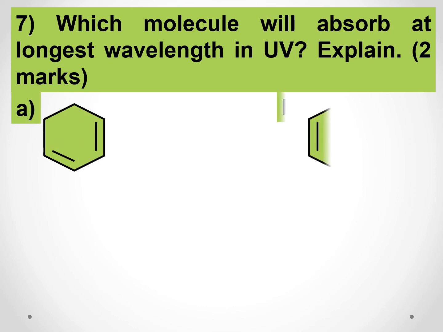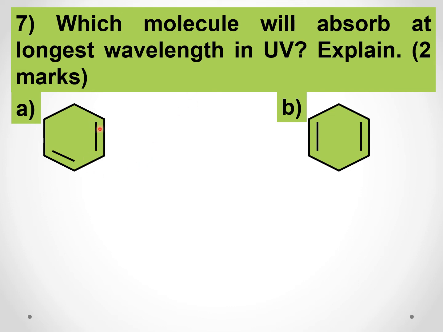Now another question: which molecule will absorb at the longest wavelength in UV? Explain. You are given two molecules, A and B. You have to find out which one will absorb longer wavelength. So how will you do that? If there is conjugation, then that will absorb longer wavelength. As conjugation increases, the wavelength absorbed also increases. So you have to check in which molecule there is conjugation. Conjugation means alternate single and double bond.